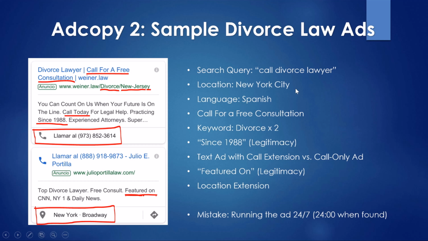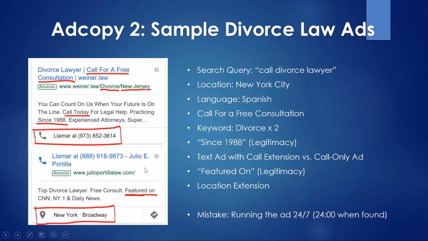The location that I targeted was New York City, and the language was Spanish. So in this case, you can see that instead of call now or call this number, it says llamar al, and then the phone number. Now, there are a few good things here. There's a free consultation. There's the keyword divorce twice, and there's actually a location within the URL as well. And you have a call to action, call today, and some legitimacy, since 1988, as well as a click to call extension button. Now, this is a text ad with a call extension.